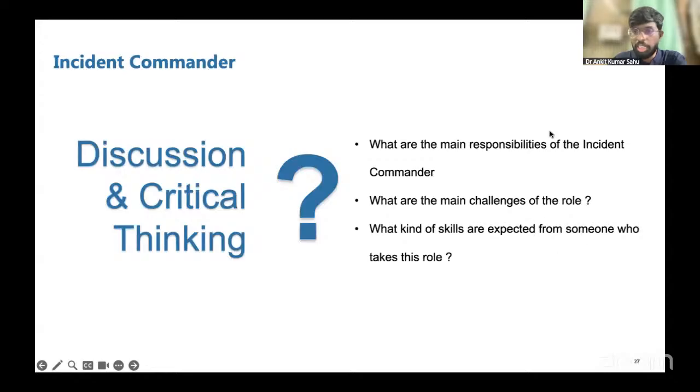So I think that was a great discussion here. Summarizing the total discussion about the incident commander: what are the main responsibilities? He or she has to activate the MCM, deactivate the MCM, handle internal communications, external communications, the media, the family, and debriefing. What are the main challenges of the role? You must have seen in the last 10 scenarios that there are a lot of challenges in the role. What kind of skills are expected from someone who takes this role? Administrative skills, empathetic skills, communication skills, and all other skills necessary for an administrator to handle these problems.